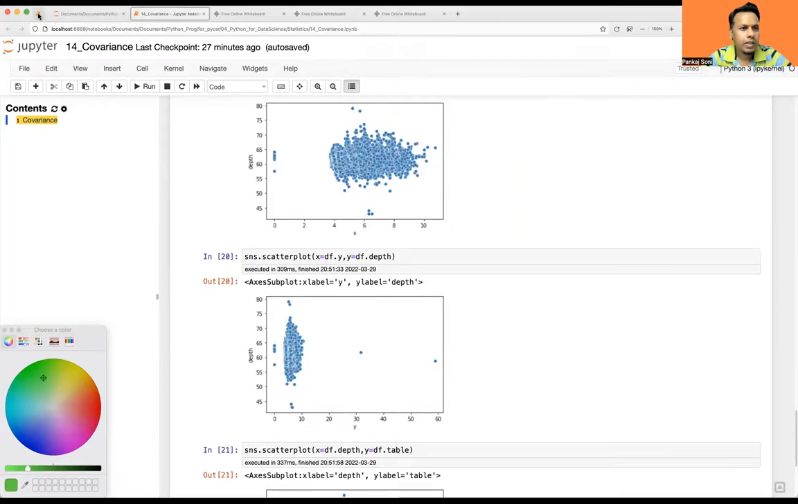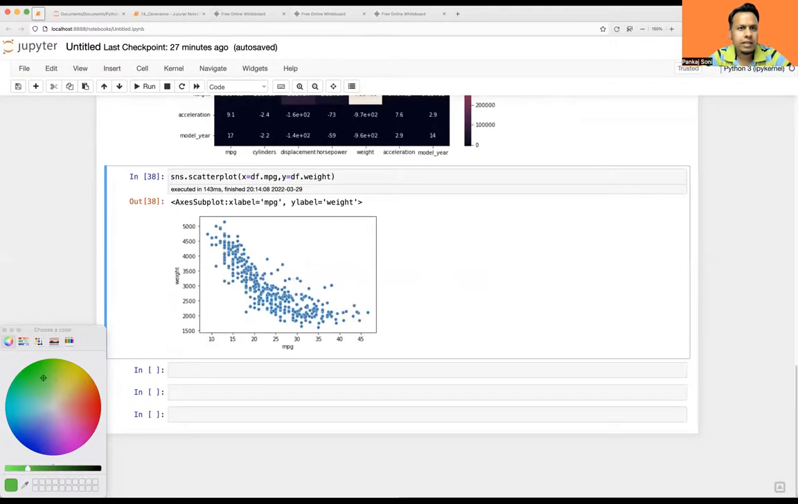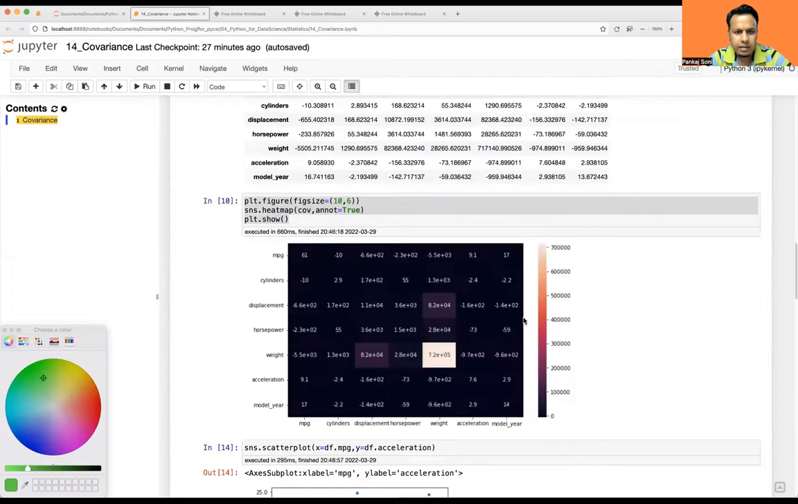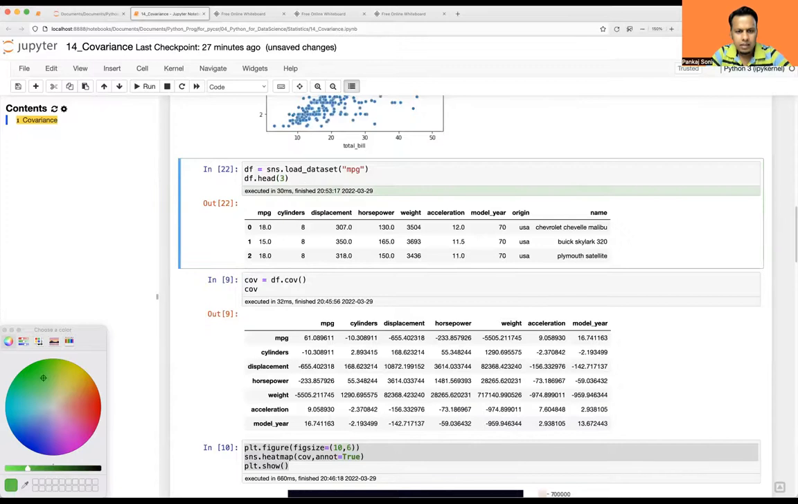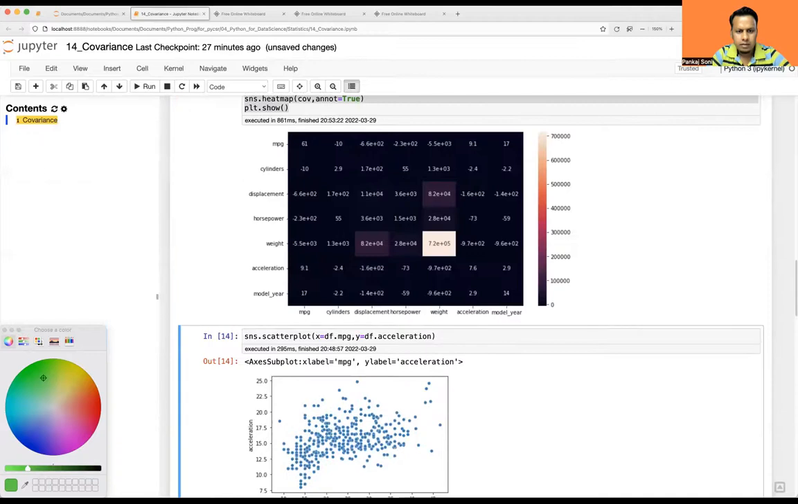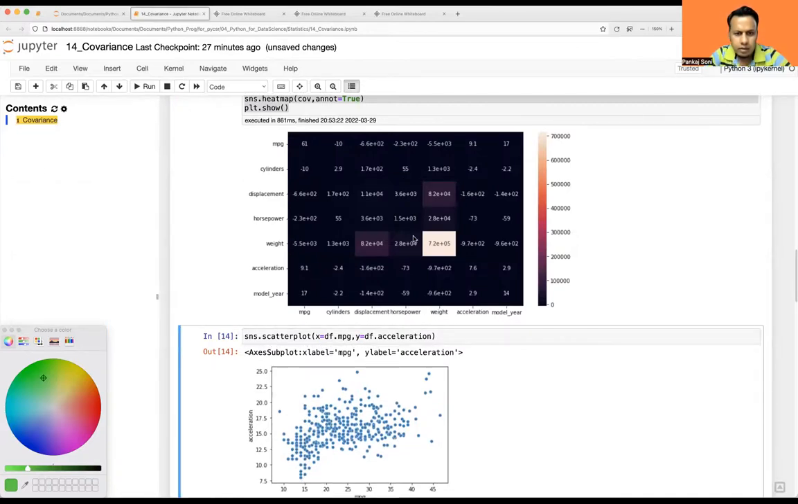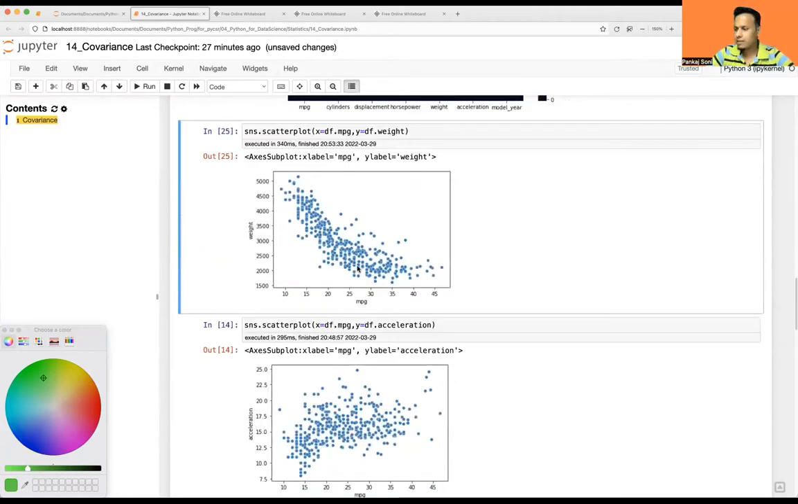Okay, let me take one example with some relation, MPG versus weight. Let me show that. MPG versus weight, which clearly tells, yeah, where is MPG versus weight? Yeah, this clearly shows MPG is increasing, but weight is decreasing by a lot. Let me just show that. Yeah, this is what I was telling, right? As your x is increasing, your y is decreasing.